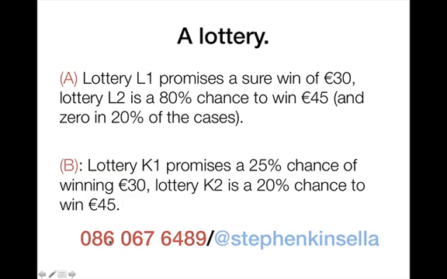So, a lottery. There are 2 lotteries in the system. Lottery 1 promises a sure win of 30 euros. Lottery L2 gives you an 80% chance to win 45 and 0 in 20% of the cases. So your expected utility from the first one is clearly probability 1 times 30 euros. So you get 30.